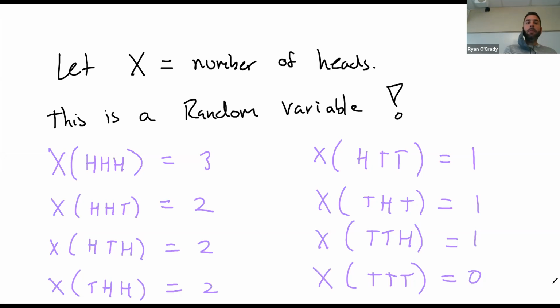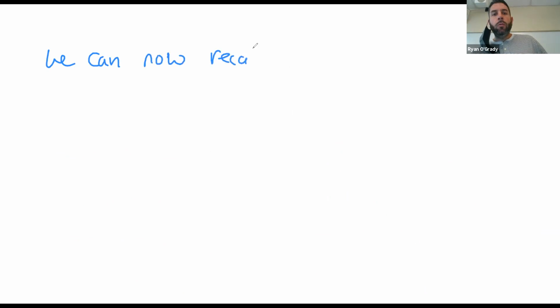Okay, so one of the things that helps us is to write and arrange things in tables so we can see structure. So let's do that. We can now recall our probabilities.